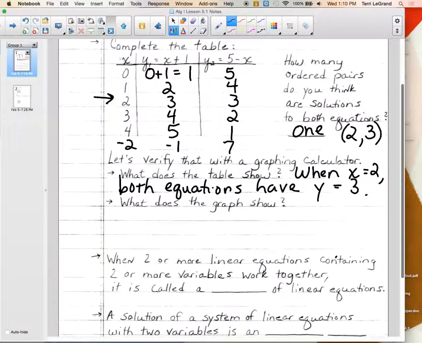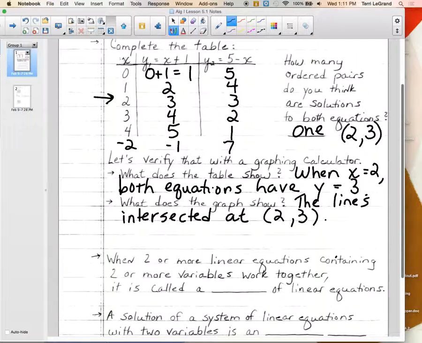What does the graph show? So we graphed it with the graphing calculator. How does the graph support it? What happened on the graph? I know the lines are perpendicular, but do you think that's important right now? Here's what's important. Where did those lines cross? 2, 3. That ordered pair 2, 3. So the lines intersected at ordered pair 2, 3.